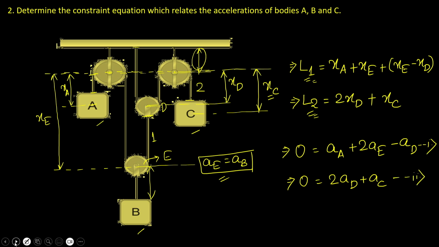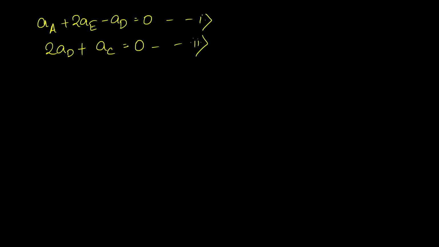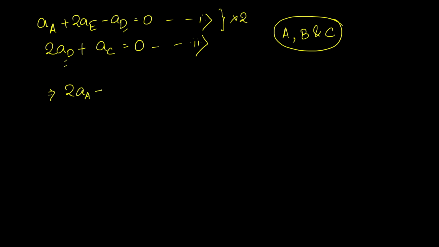So let me write in the next slide. So we have two equations and we need to find the relationship of acceleration between A, B and C. So we need to eliminate D from here. And how to eliminate this D? Just by multiplying equation 1 by 2 and adding with equation 2. Then that will be 2AA plus 2 multiplied by 2AE minus 2AD plus 2AD from the next equation 2 plus AC. That will be equal to 0.